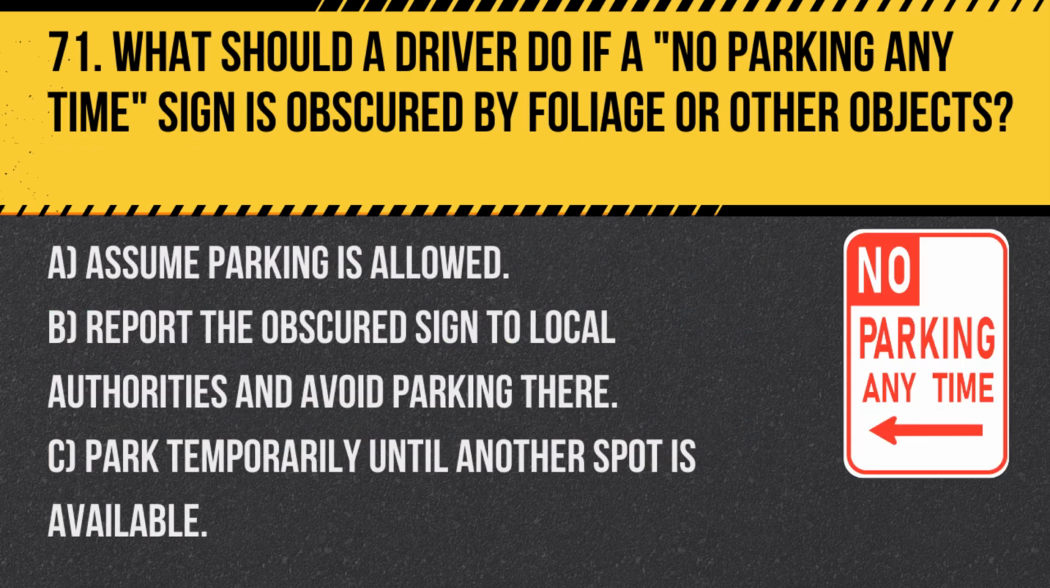Question 71. What should a driver do if a no parking anytime sign is obscured by foliage or other objects? A. Assume parking is allowed. B. Report the obscured sign to local authorities and avoid parking there. C. Park temporarily until another spot is available.